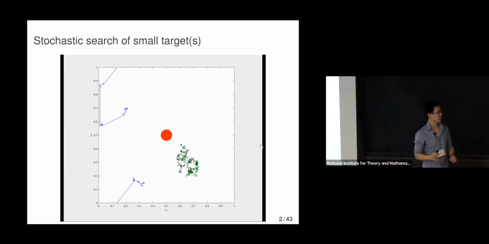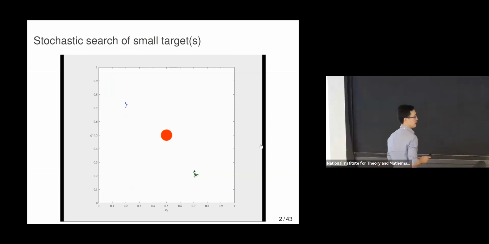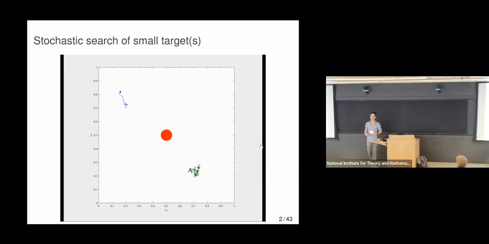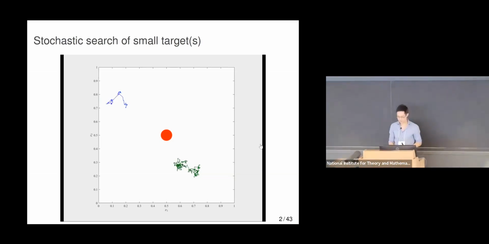And here I'm showing two searchers, one Brownian, one Levy flight. And the question is, which one's faster? Which one do you expect to find the target faster?